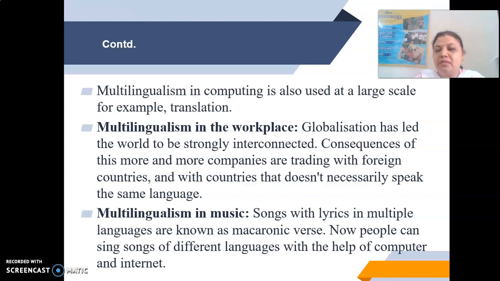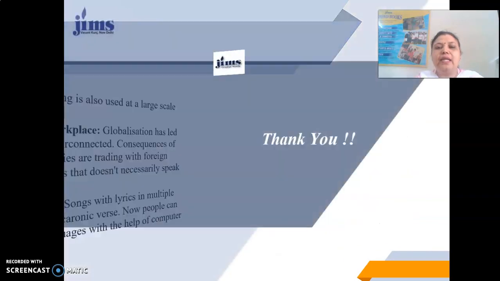Multilingualism in the workplace. Globalization has led the world to be strongly interconnected. As a consequence, more and more companies are trading with foreign countries and with countries that don't necessarily speak the same languages. It also has its importance in the music field, and songs with lyrics in multiple languages are known as macaronic verses. Now people can sing songs of different languages with the help of computer and internet.